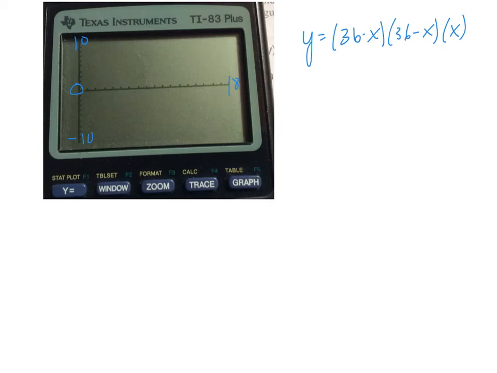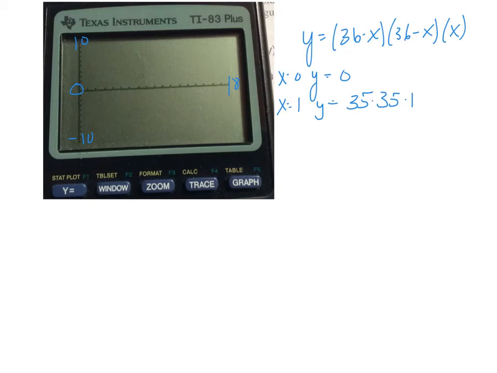Now, if we're saying that x is going to be between 0 and 18, let's just plug 0 in here. What if x is 0? If x was 0, this equation becomes 0. If x was 1, that equation becomes 36 minus 1 is 35, times 35, times 1. So this is a very, very steep parabola. Let's take a look at what that number is.